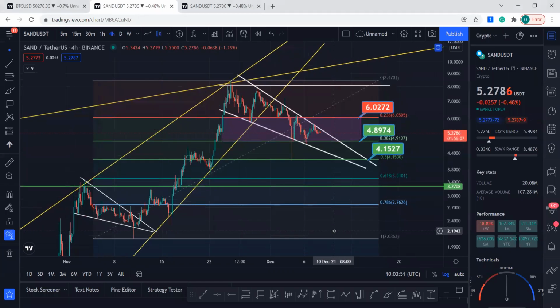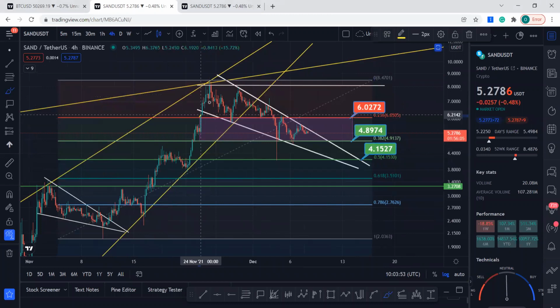So we can clearly see now Sand is in this falling wedge formation, okay? And it's respecting the resistance and the support levels, okay? Now you can see it's been just cruising around in this pattern, okay? But unless and until it can hold this $4.89, we are good because that is the 0.382 Fibonacci level, okay?